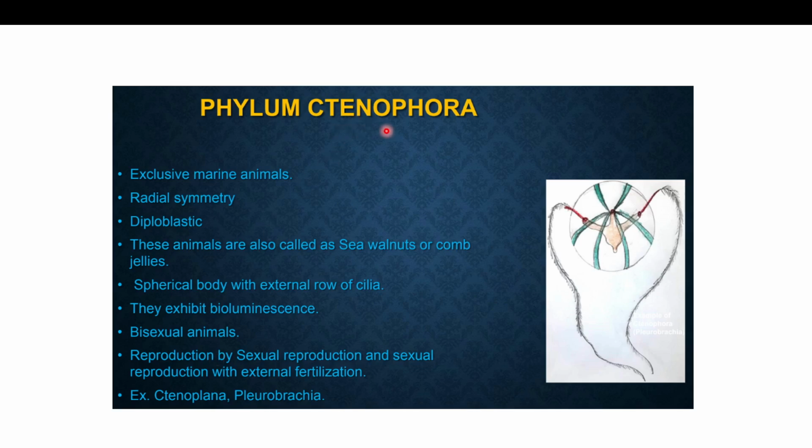Okay. Now, when we talk about Ctenophora, these are radially symmetrical organisms, mostly marine, having a diploblastic two-layered body organization. These animals are also called sea walnuts or comb jellies. They have a spherical body with an external row of cilia. They also show bioluminescence. They are bisexual animals, and they reproduce by sexual reproduction, showing external fertilization where the gametes are released outside and fused outside the body.